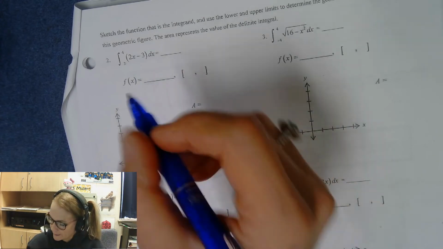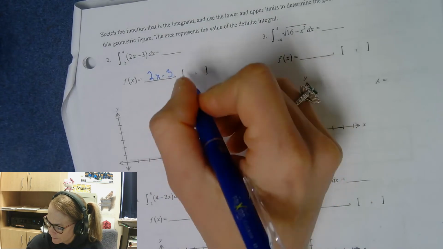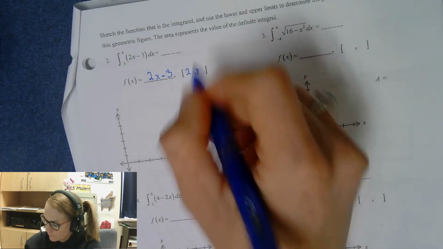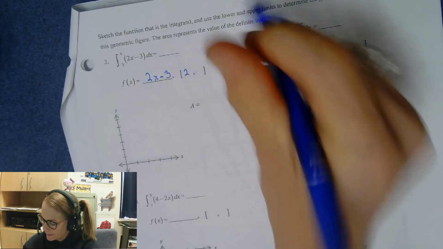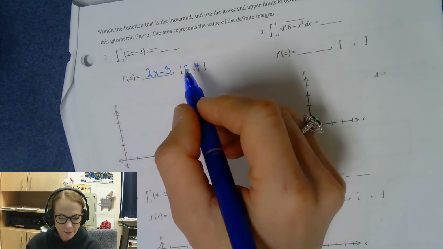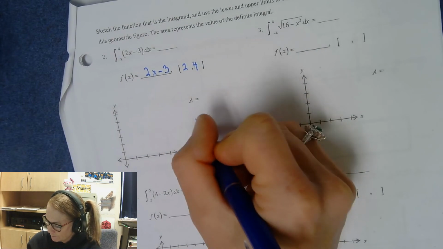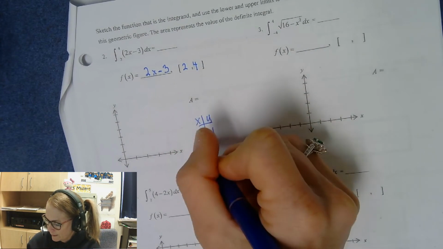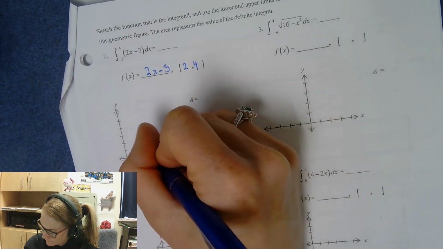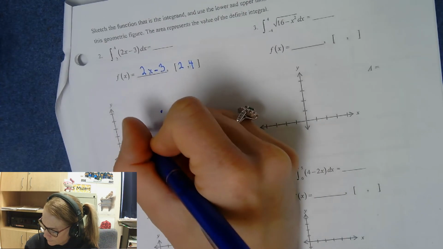So we are going to sketch f of x equals 2x minus 3 from 2 to 4. We're just going to plug in those two endpoints. This is linear, easy peasy. When I plug 2 in there, I get 1, and when I plug 4 in there, I get 5. So 2, 1, and 4, 5.